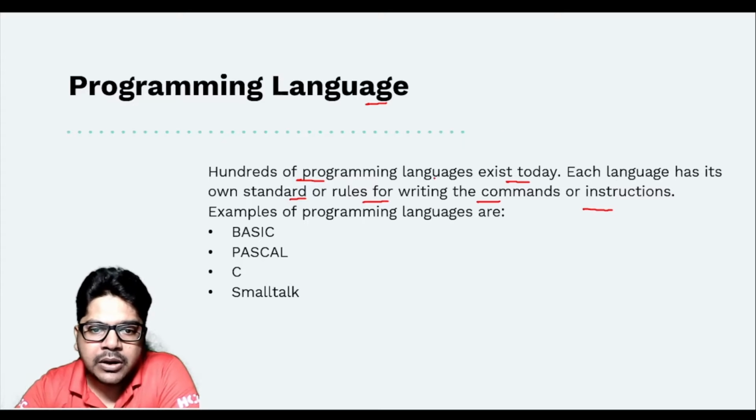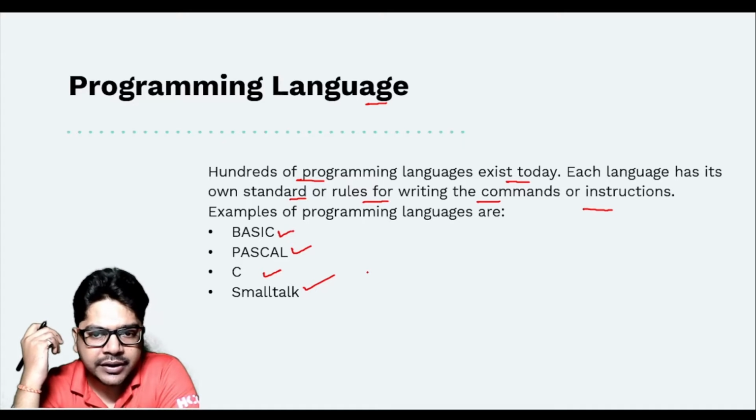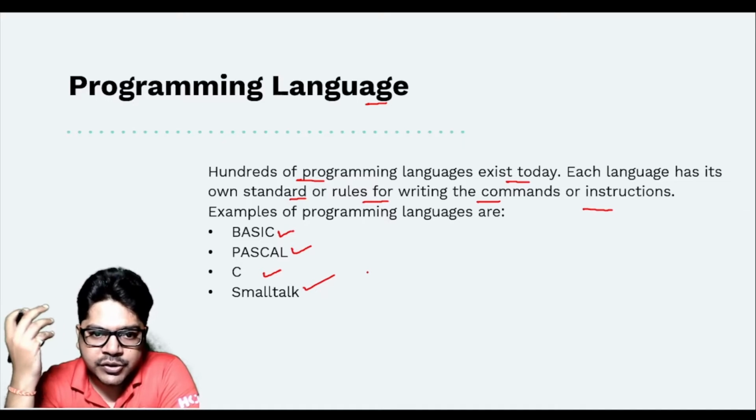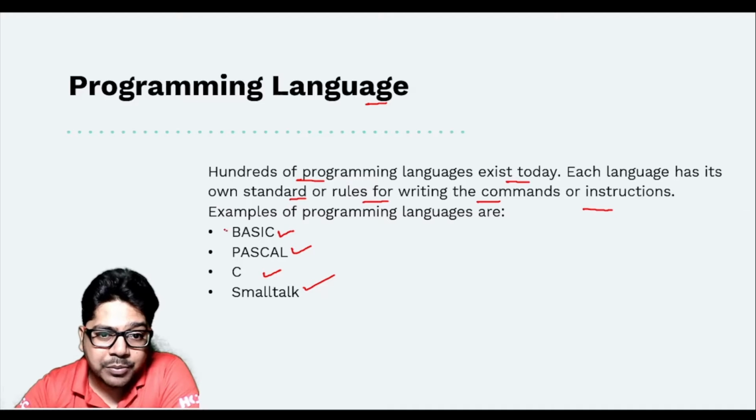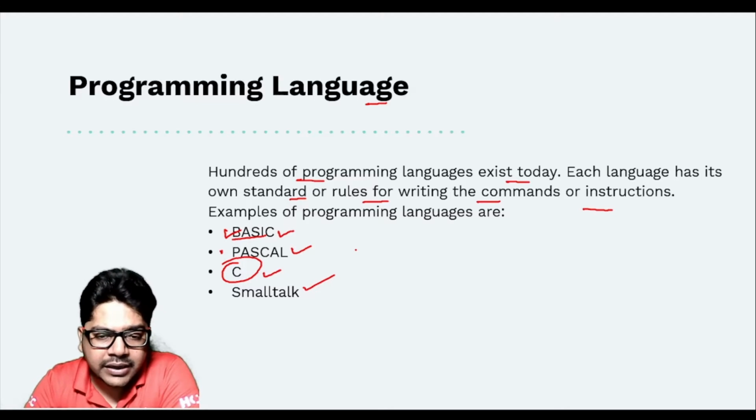Examples of programming languages are BASIC, Pascal, C, Smalltalk. You might not know much about BASIC, though you might have read it in your school days. If not, we are going to start with C, and then we are going to cover Python and all those things. So now let's go ahead.